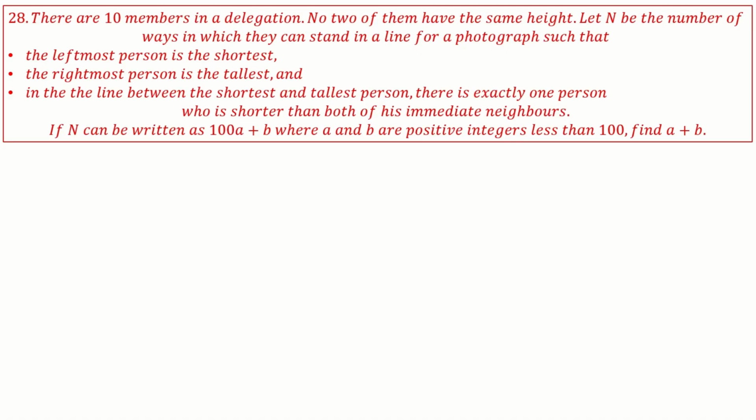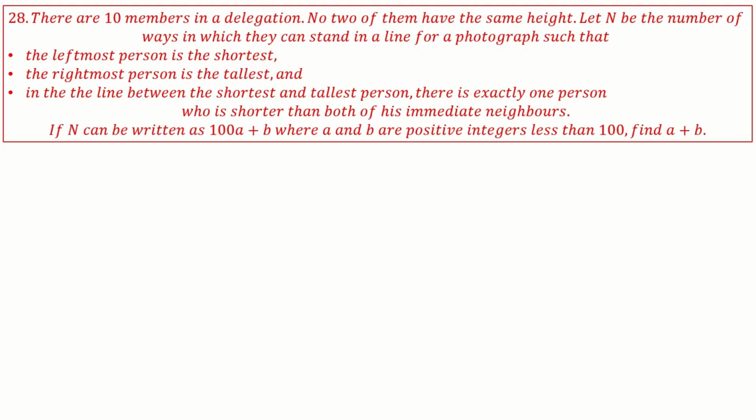One, the leftmost person is the shortest. Two, the rightmost person is the tallest. And three, in the line between the shortest and tallest person, there is exactly one person who is shorter than both his immediate neighbors. Only one such instance is allowed, where the immediate neighbors are taller than him. You have to find the number of ways, and that is represented as 100a plus b. Then what is the value of a plus b? This is the question.